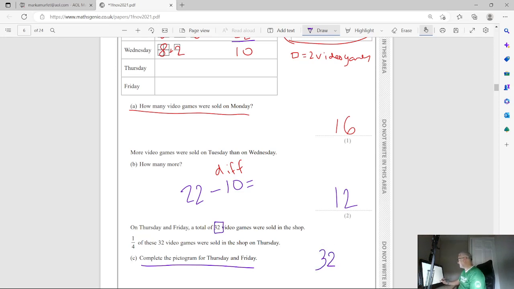So if there's 32 games, I'm going to divide it into 1/4. So I'm dividing it into 4 pieces. Here's my 32. If I half it, that will be 16. If I half it again, I'm dividing it by 4. 4 goes into 3 0 times. 4 goes into 32 8 times. So 8, 16, 24, 32. So 1/4, this one here, was sold on Thursday.